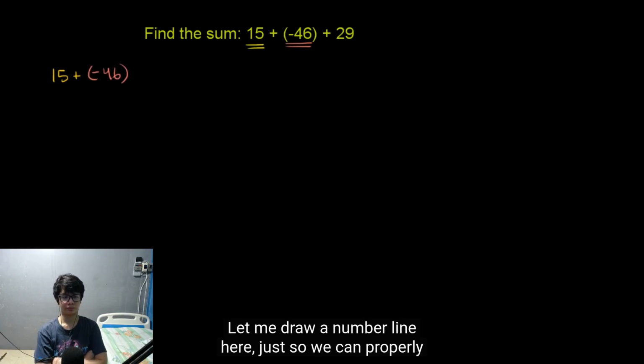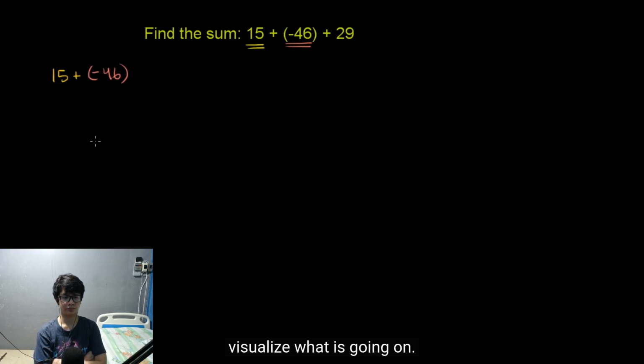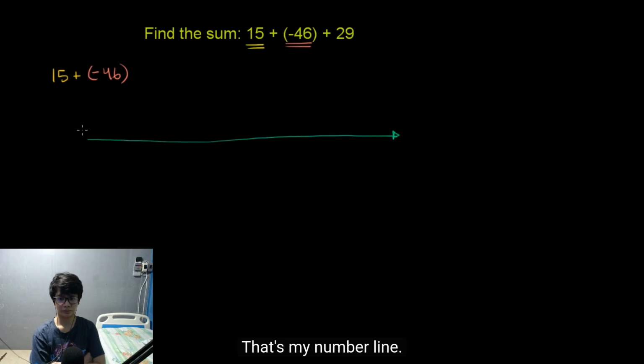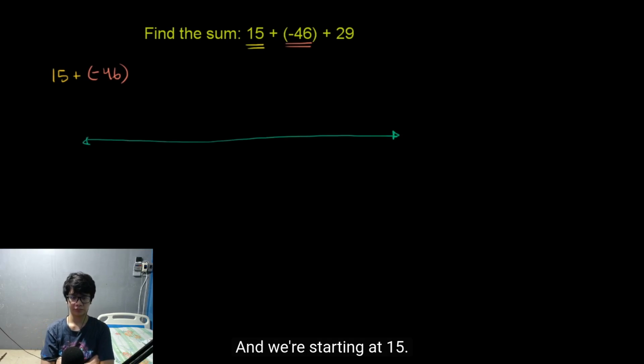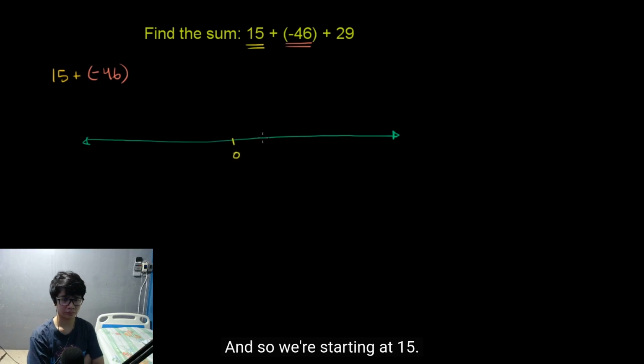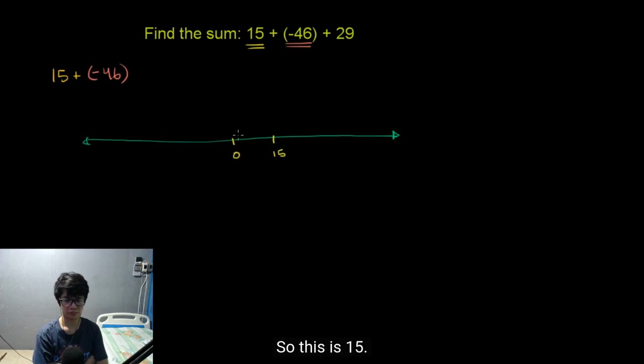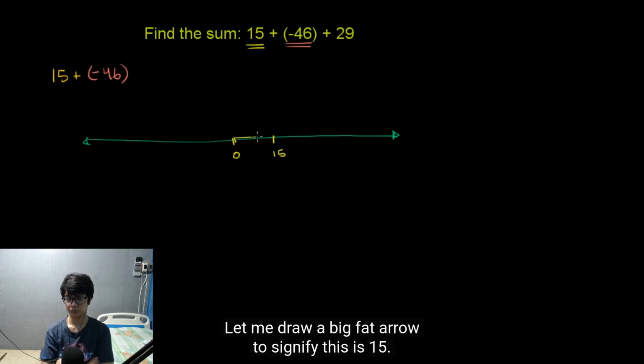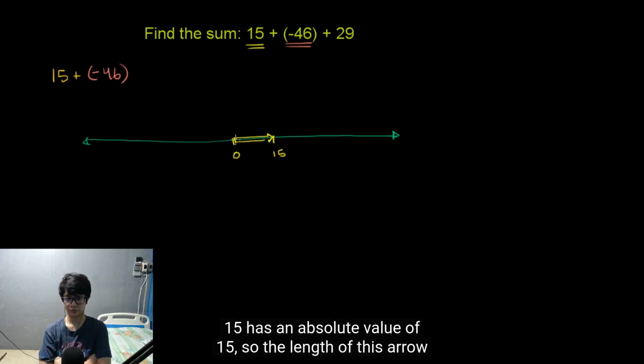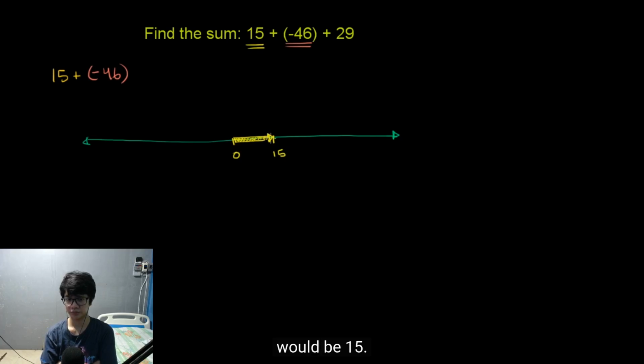Let me draw a number line here just so we can properly visualize what is going on. So that's my number line. We're starting at 15. So let's draw a 0 over here. And so we are starting at 15. 15 could be right over here. So this is 15. Let me draw a big fat arrow to signify this is 15. 15 has an absolute value of 15. So the length of this arrow would be 15.